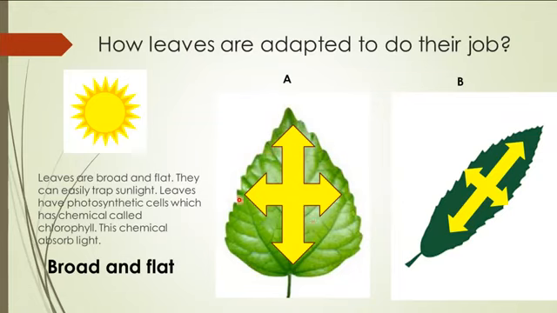This picture has a leaf with broad surface area, while in this picture, the leaf has less surface area. Do you know or can you guess which leaf can absorb more sunlight? Yes, leaf A will absorb more sunlight because it is broad and flat.